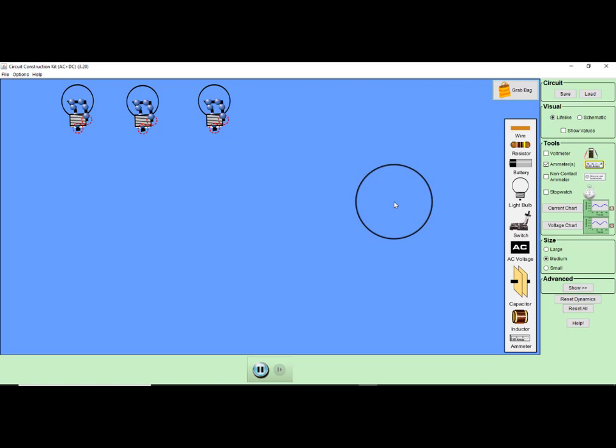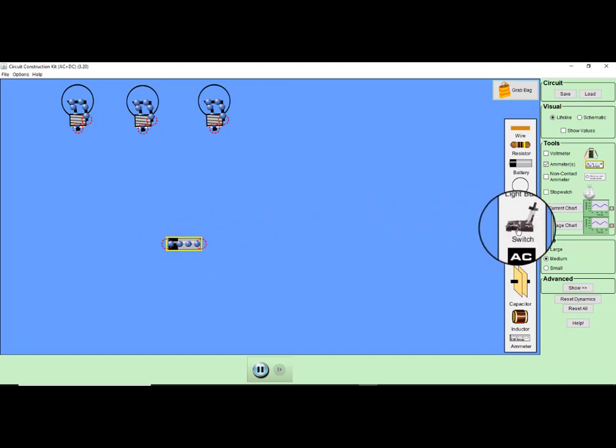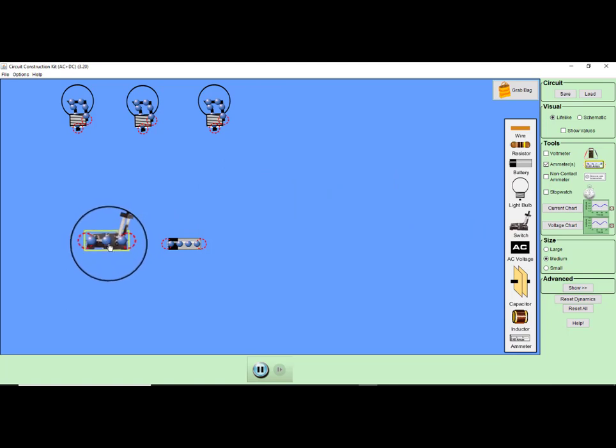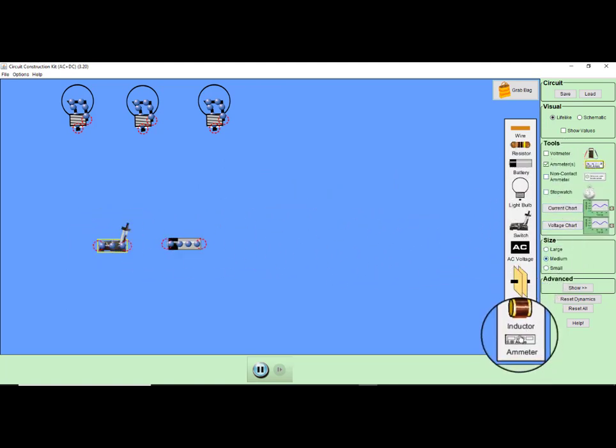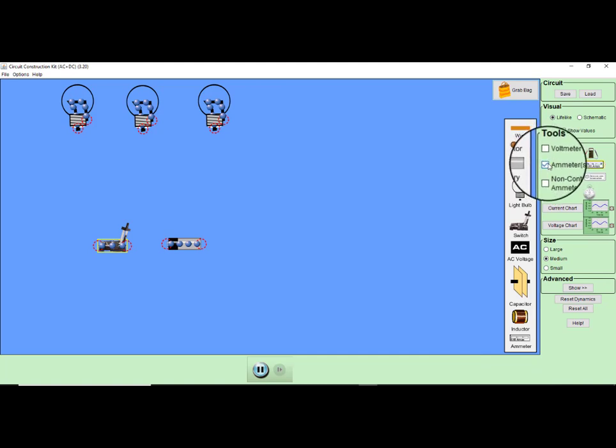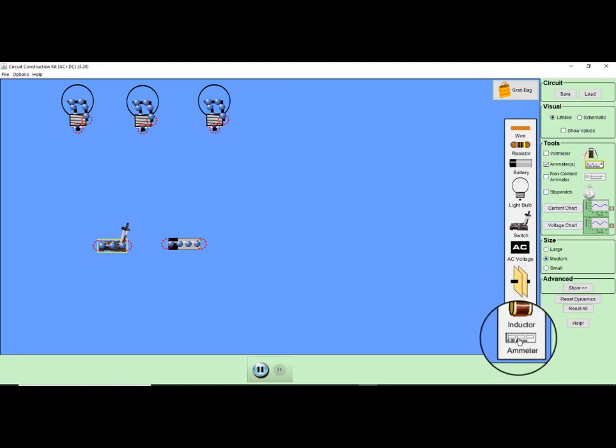We need to connect these three bulbs across a DC voltage source. For that we will take a battery. In order to control on and off of battery we will take a switch, and in order to measure the current I will take an ammeter. See this, I have tick marked this, so ammeter is available.